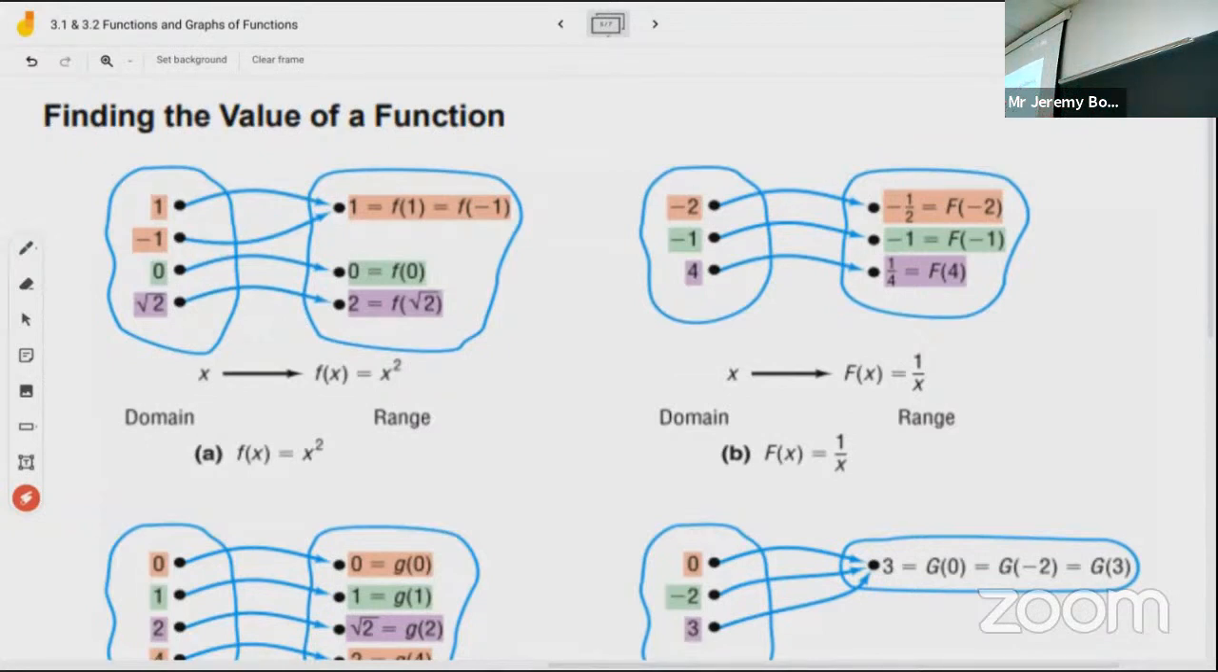If we look at the second one here, b, you put in a negative 2 into f, it's 1 over x, so it's going to be negative 1/2. You put in a negative 1, it's 1 over negative 1, that's going to be negative 1. You put in a 4, that's 1 over 4, so it's going to be 1/4.